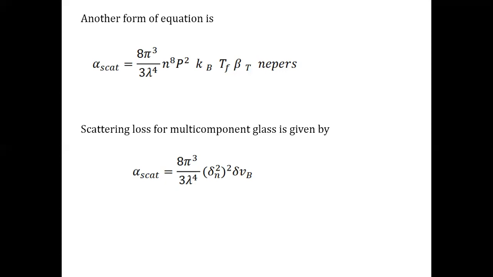fiber. In multimode fibers, there is higher dopant concentration and greater compositional fluctuation. Therefore, the overall loss in the fiber is more compared to the single mode fiber.